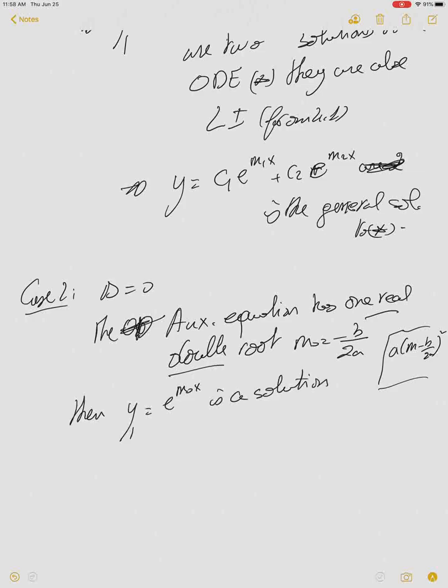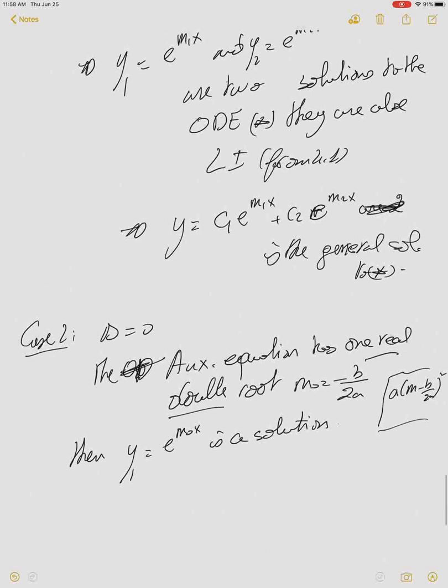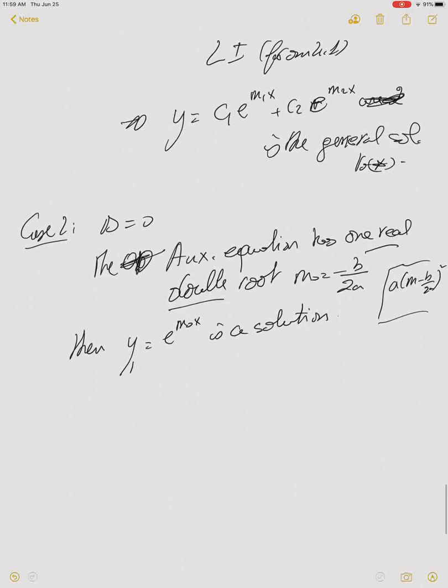So this method only gave me one solution. How many solutions do I need? I need two solutions. How do I find them? Here in the first case, I already have both of my solutions. This is done. But here this method only gave me one solution. How to find the other one?